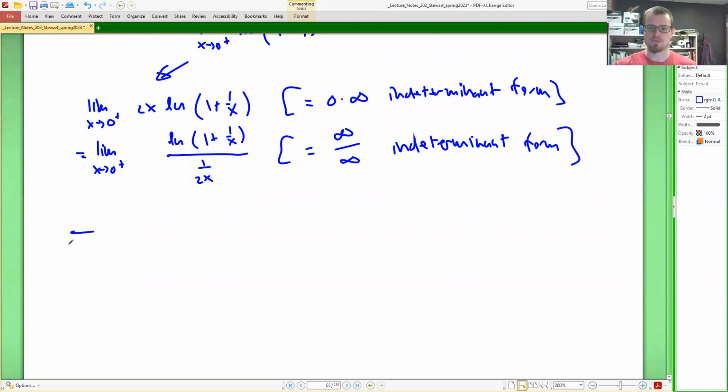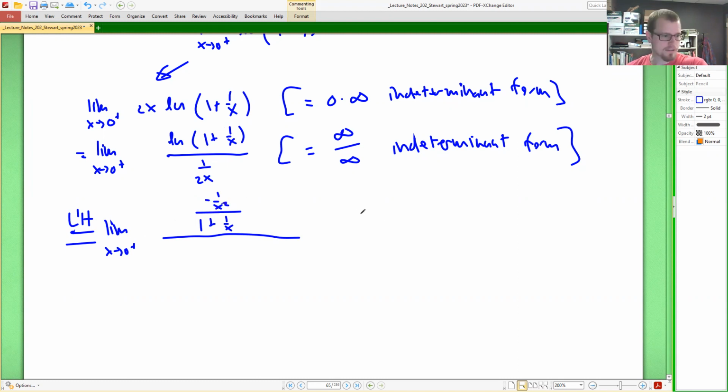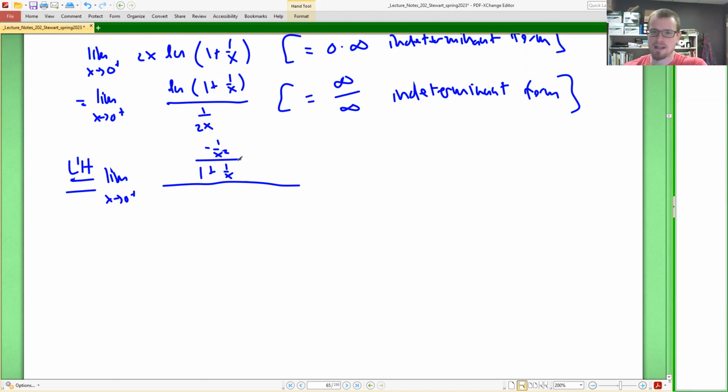Applying L'Hopital's rule is going to give us still the limit as x approaches 0 from the positive side, of the derivative of the natural log. So a big fraction: 1 plus 1 over x goes in the denominator, and the derivative of this goes in the numerator. So negative 1 over x squared. That's fine. And then in the denominator, the derivative of 1 over 2x is again negative 1 over x squared, so I'm going to end up with an additional factor of 1/2 times negative 1 over x squared.